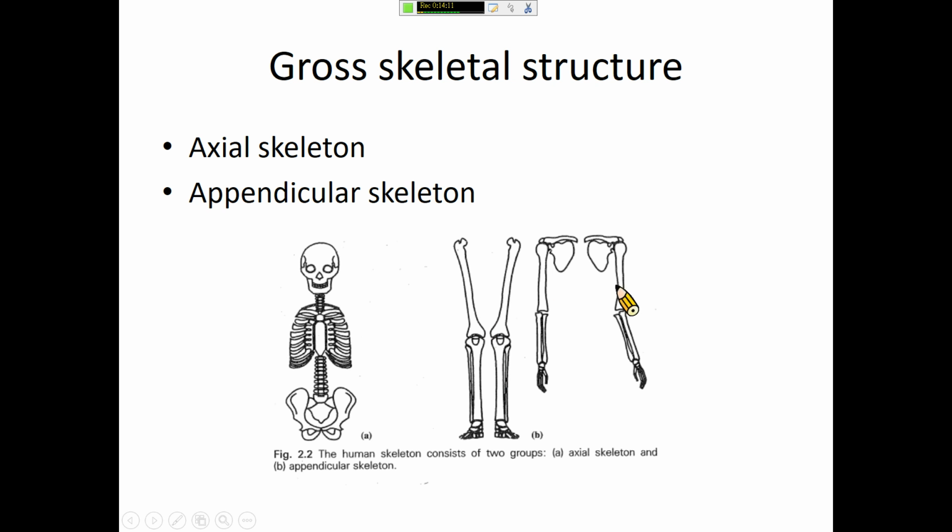If there is damage to the appendicular skeleton, usually you are still able to function. Okay. But if there is damage to the axial skeleton, it will make someone very difficult to survive. Okay.